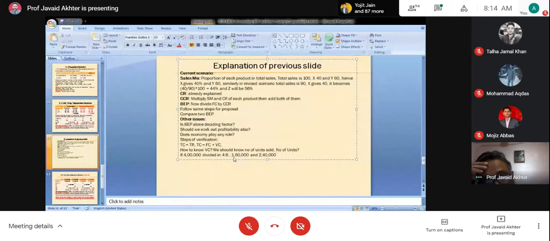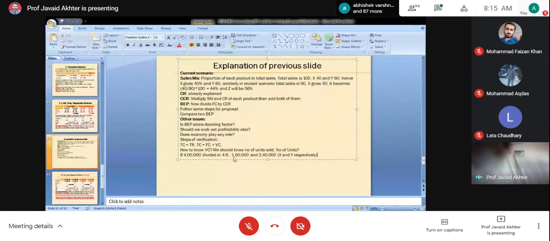Are these steps clear up to this stage, or is there any issue with any one of you up to this stage? Please tell me if you have any question, please ask. Yes, sir, clear. Anyone whom it is not clear? Okay. When it is divided in this 4:6 ratio, you get this answer.